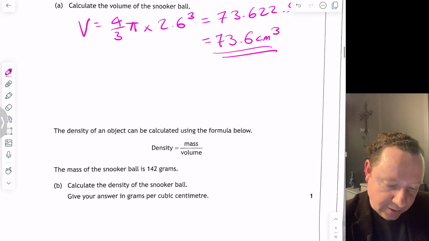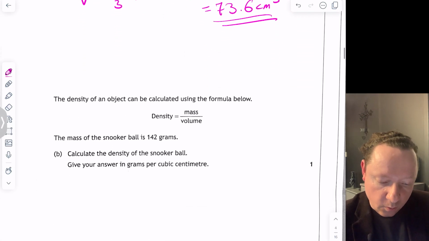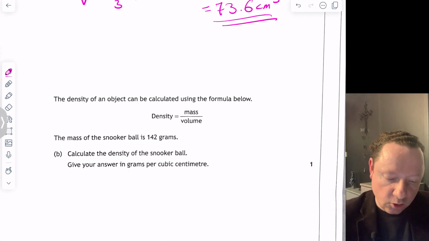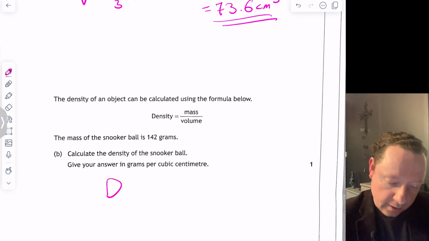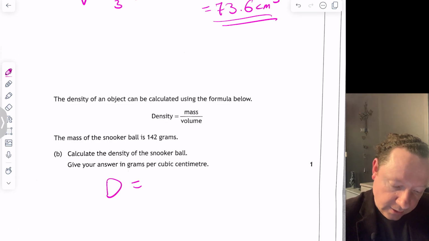Part 2. The density of an object is calculated using this formula, mass over volume. The mass of a snooker ball is 142 grams. Calculate the density. I'm just going to call D for density. I'm just putting the numbers in. Mass, that's 142 over volume, 73.6.